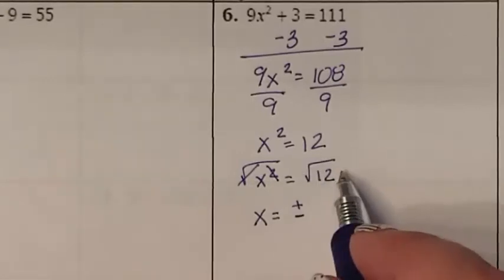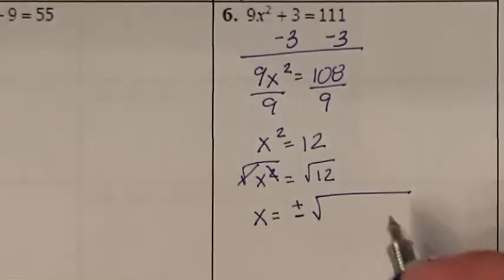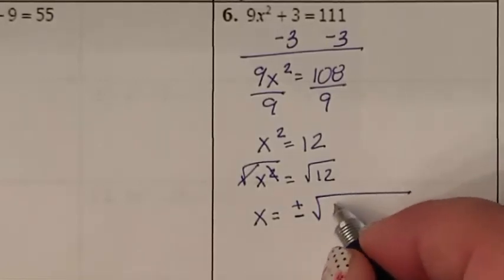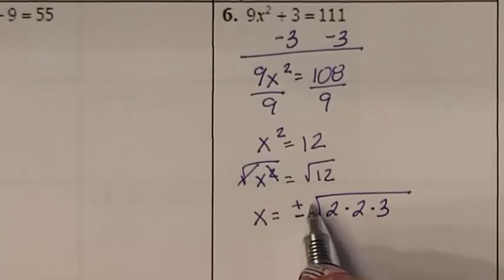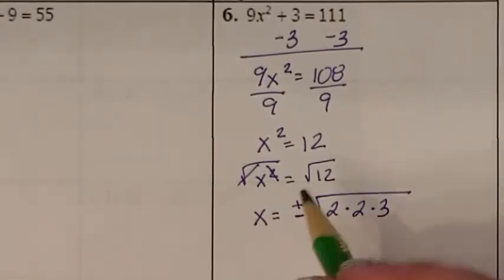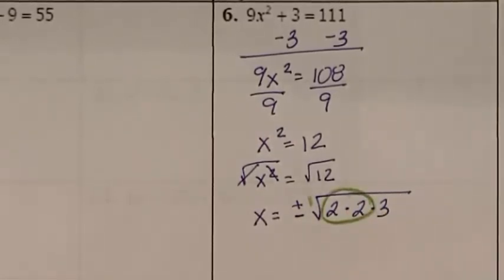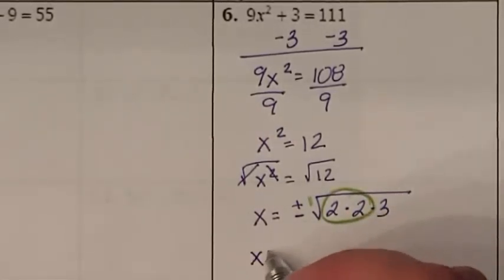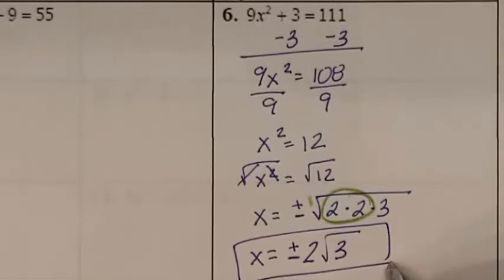I do not know the square root of 12, which means that I need to break it up like we did in the previous problems. Prime factorizing 12, I get 2 times 2 times 3. The root outside was a 2, which means I am doing pairs. Here is a pair of 2's, but the 3 does not pair. So x equals plus or minus. The 2's escaped, the poor 3 did not. So my answer is plus or minus 2 root 3.